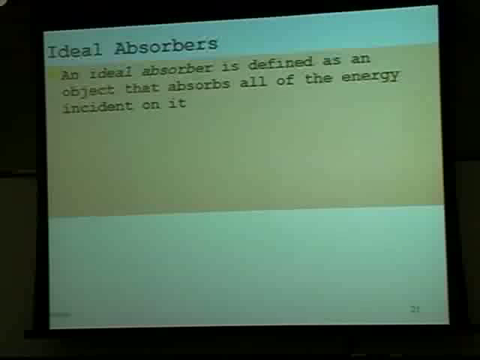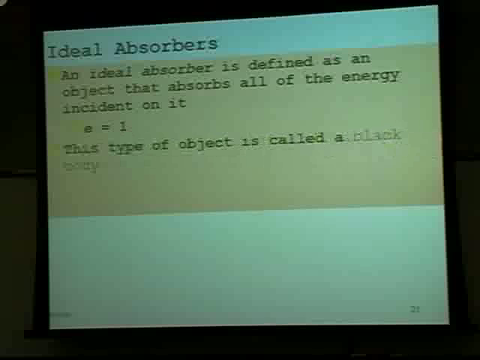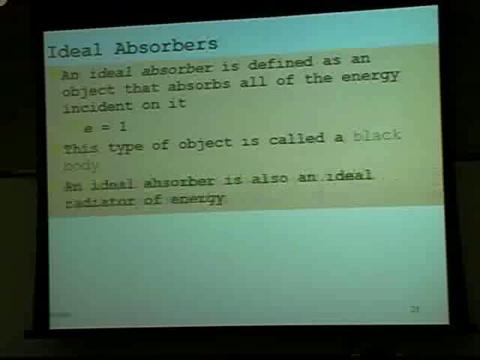An ideal absorber is defined as an object that absorbs all the energy incident on it. Hence, it would have an emissivity of 1. This type of object is called a black body. We'll have more about black bodies later on. But basically, a black body would absorb everything into it and also emit everything. An ideal absorber is also an ideal radiator of energy.